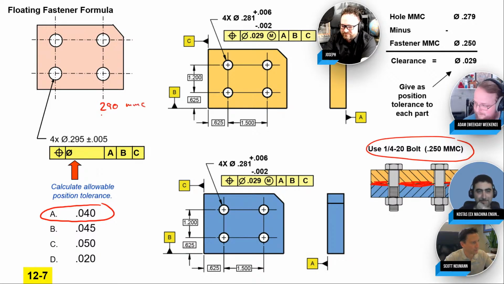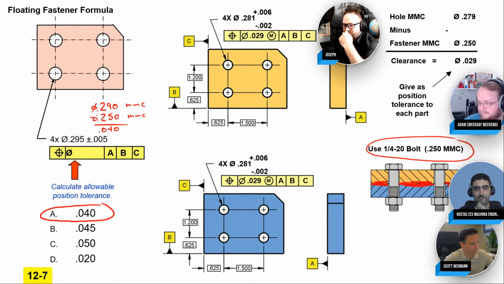And then what's your biggest pin? 250. That's also what we call MMC. Smallest hole, biggest pin. How much room you got between your smallest hole and your biggest pin? And that's 40 thou. Yeah. And it's easy because it's all diameters, right? Hole's a diameter, bolt's a diameter, and then your tolerance just inserts directly in as a diameter.